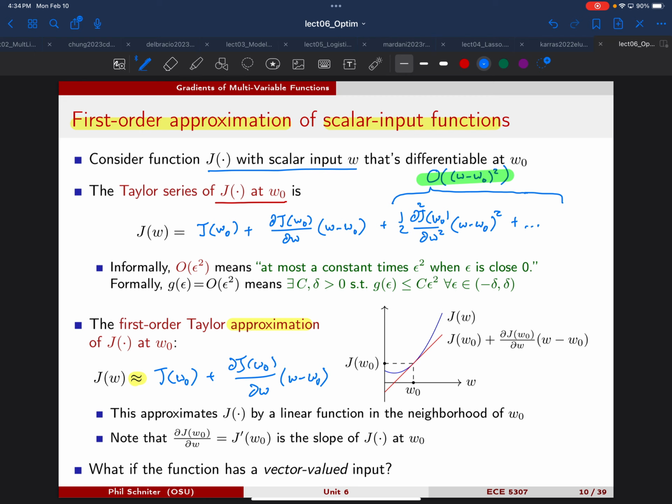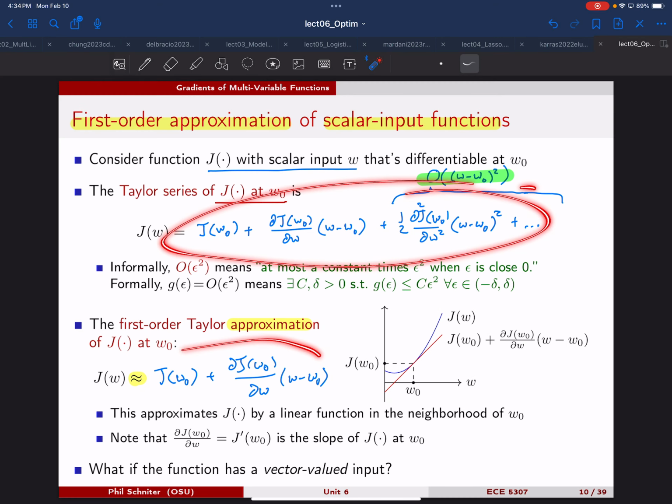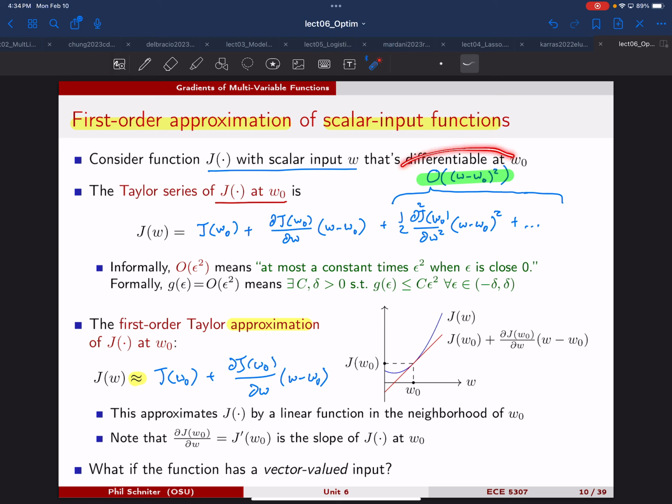And this approximation is certainly not perfect because we're ignoring this big O term. But at the same time, we know exactly how perfect it is. The deviation between the truth and our approximation is exactly this big O term, which means that it's no worse than a quadratic as those terms W and W naught get close together. And here is a picture of it.